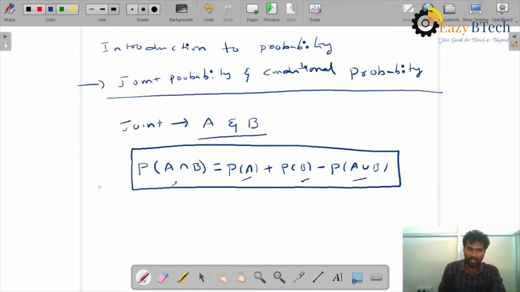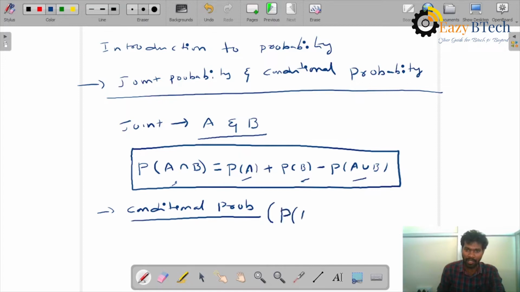The next one is conditional probability. The conditional probability is always represented like this: P of A given B. Sometimes students call this one A by B, but we should not call it A by B. It is A given B. That means the probability of event B is already given, and from that you have to calculate the probability of event A. This is called conditional probability.